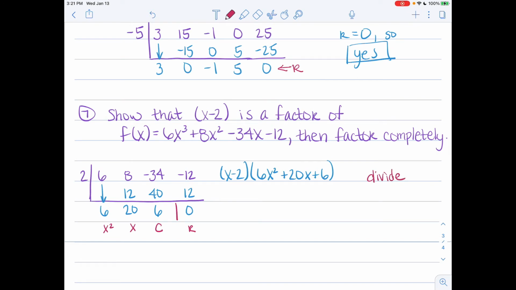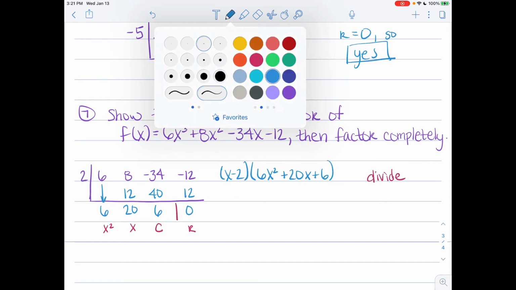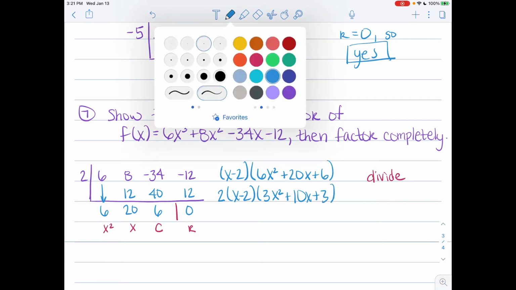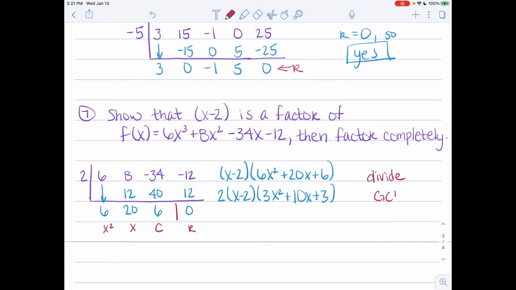X minus 2 is good. That's a linear term, but I want to focus in on the second parentheses here. The first thing I notice is that I have a GCF of 2 that I can pull out. So I'm going to pull that out to the front as my next step and rewrite what I have left. The x minus 2 stays, 3x squared plus 10x plus 3. So again, this is our GCF step. And now I want to look at 3x squared plus 10x plus 3.